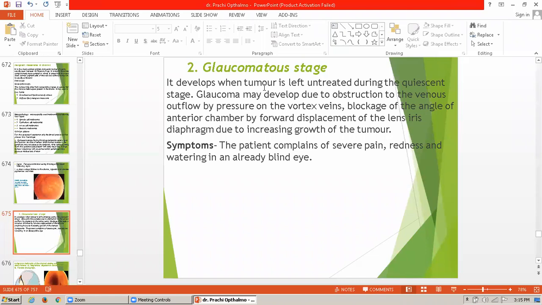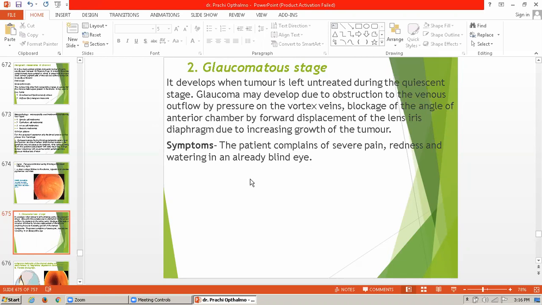Second is the glaucomatous stage. It develops when the tumor is left untreated during the quiescent stage. Glaucoma may develop due to obstruction to the venous outflow by pressure on the vortex veins.